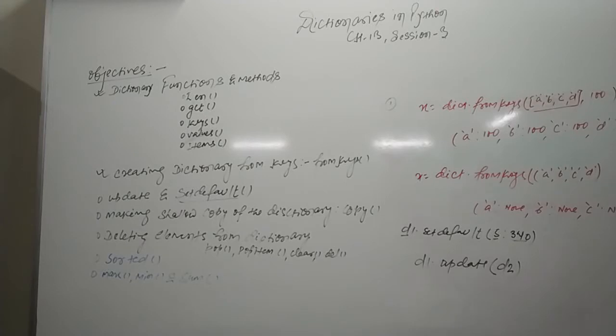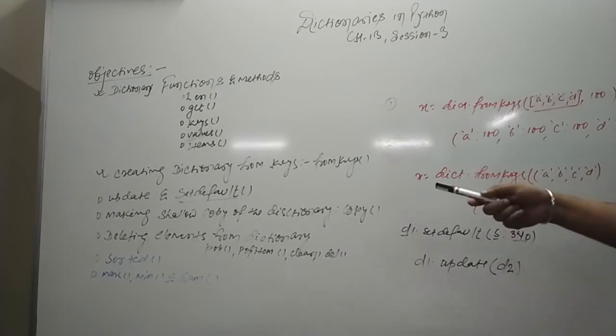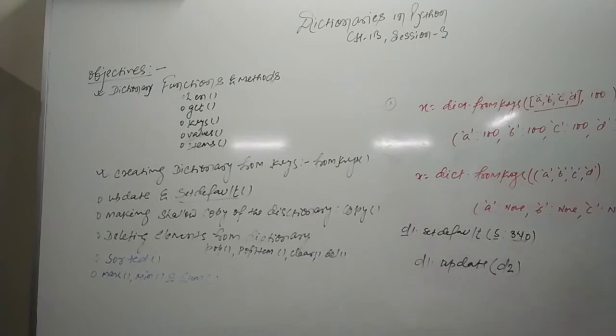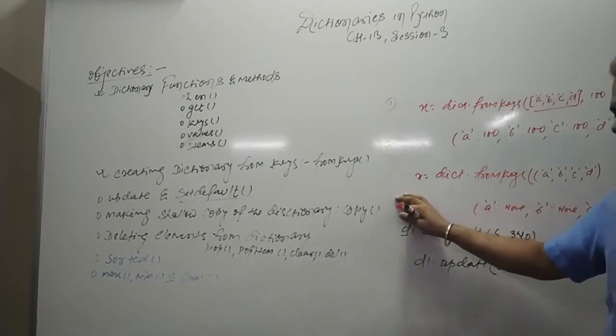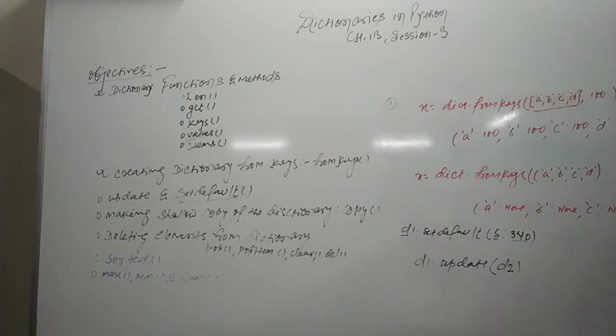Now making a shallow copy of it. If you want to create a dictionary's copy, shallow copy means a duplicate copy. Making a shallow copy of the dictionary by the copy method. Copy is a method in Python dictionaries which helps us to make a copy of a dictionary, but it's a shallow copy. Shallow copy means it's just a replica of it. Here you have to understand the shallow copy.